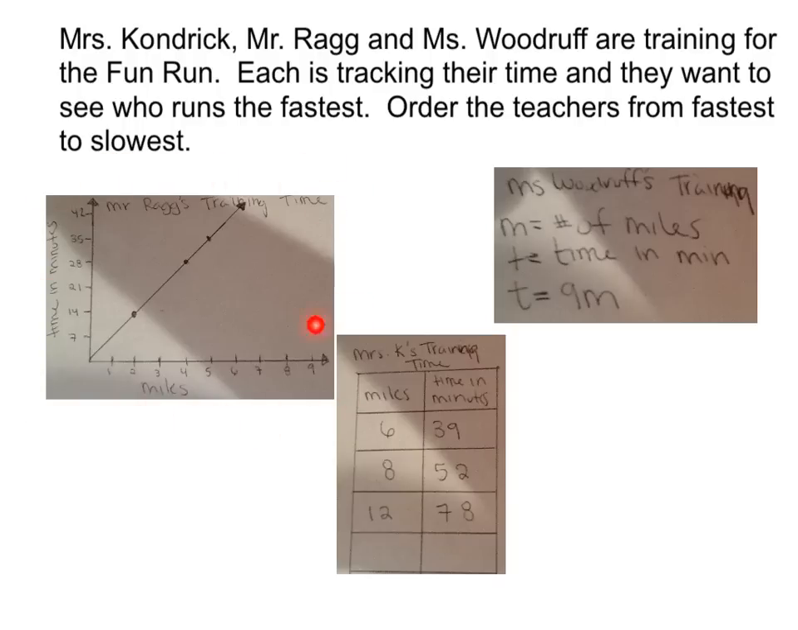Mr. Ragg used a graph to keep track of his training time, while Miss Condrick used a table to keep track of hers, and Miss Woodruff made an equation to keep track of her training time. So it's kind of hard to compare the three teachers' training times if they are all in different formats. So let's see if we could get them all into the same format. And in this case, I'm going to choose to get them all into the format of unit rate. I think unit rate is generally a fairly easy way to compare.